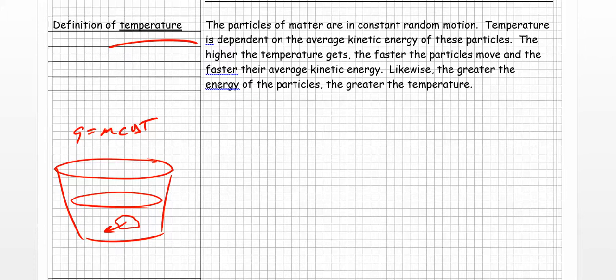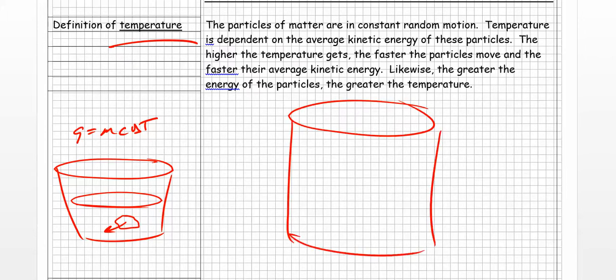The particles of matter are in constant, rapid, random motion. What do we mean by that? Well, let's take a tank. Let's say that tank is full of gas. Let's say it's nitrogen gas. Well, those particles are moving around. Let me just draw a few particles here. I won't do too many. But those particles are moving around rapidly and randomly.